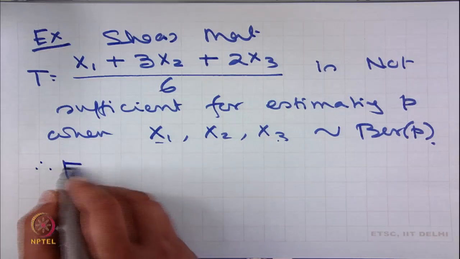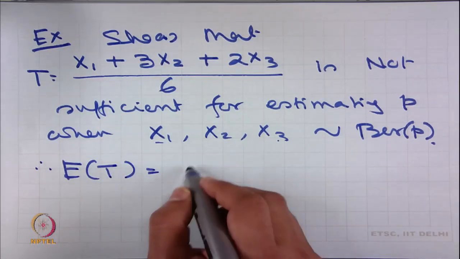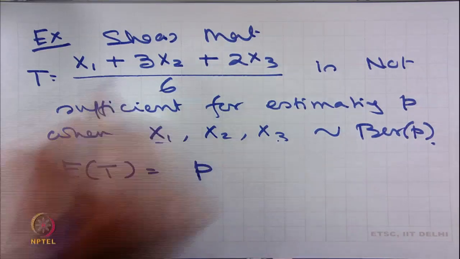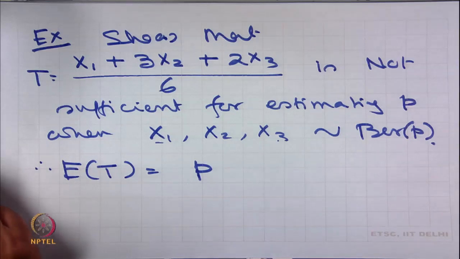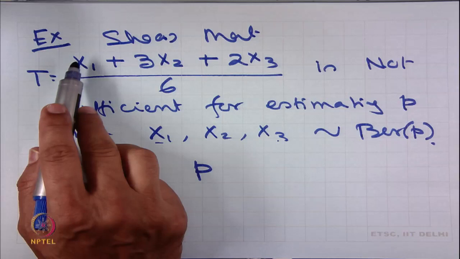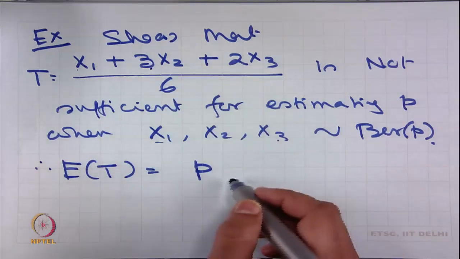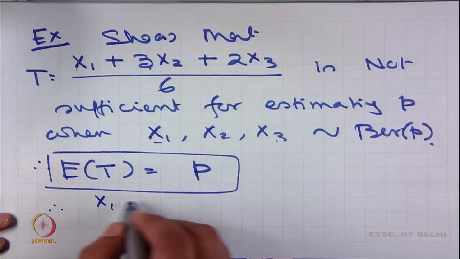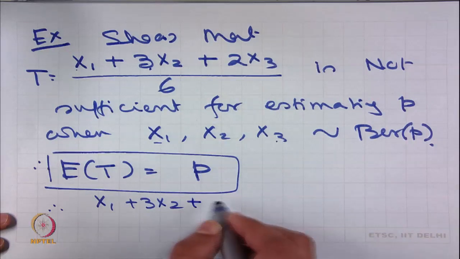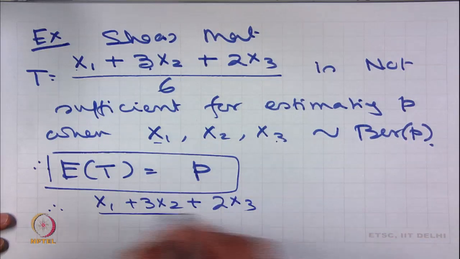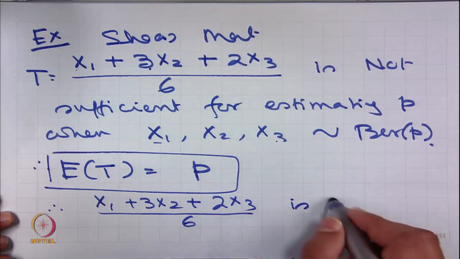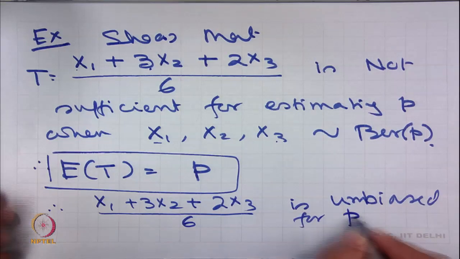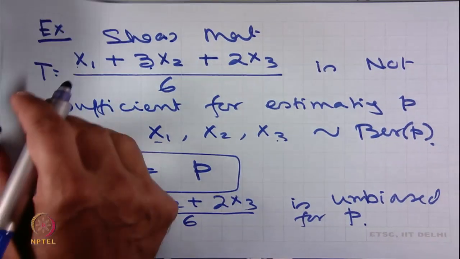Therefore, expected value of T is equal to p, because each Xi is an unbiased estimator for p. Therefore, p plus 3p plus 2p upon 6 is equal to p. Therefore, X1 plus 3 X2 plus 2 X3 upon 6 is unbiased for p. Question is, is it sufficient?